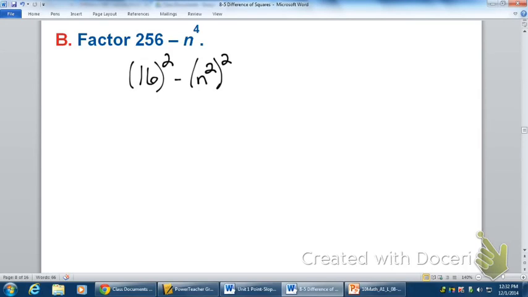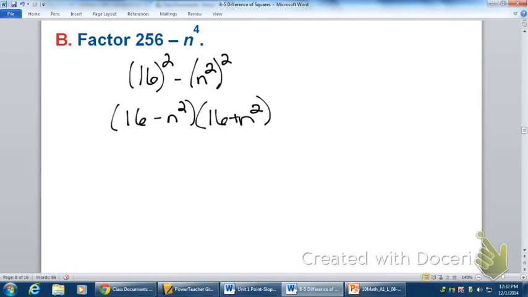Well, let's split this up. If we have 16 minus n squared, there's one, and also if we have 16 plus n squared. Okay? Same concept, just a little bit more work.